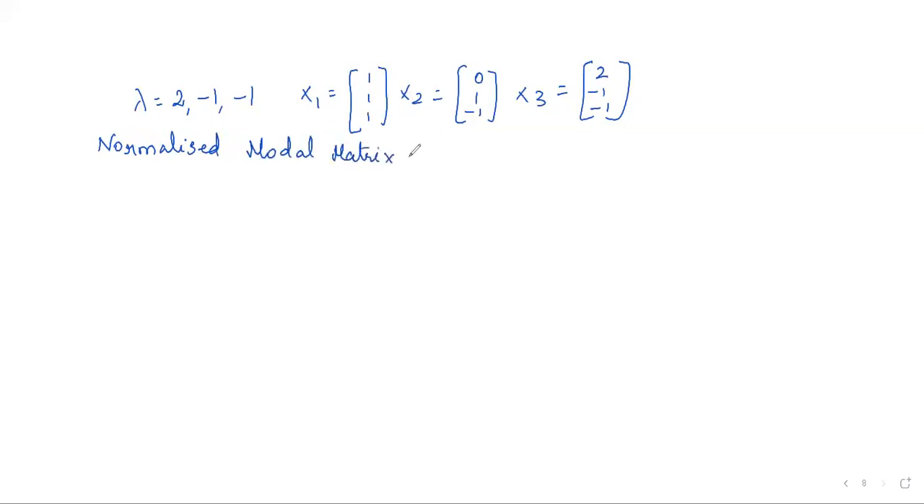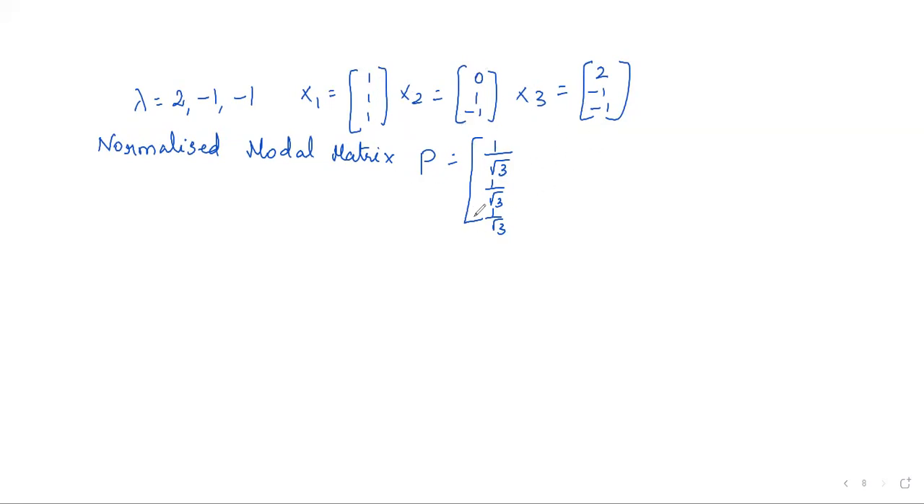So the normalized modal matrix can be denoted as P. For x1, I have to write 1 divided by the root of 1 square plus 1 square plus 1 square. Therefore, 1 by root 3, again 1 by root 3, again 1 by root 3. That is, the square root of L square plus M square plus N square.